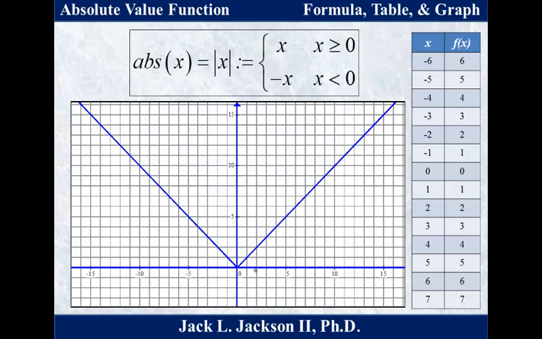And of course, you can see what to do with it over here in the table. When you have a positive input, you leave it alone. The same input is output, same for 0. But when you have negative inputs, these have their negative removed, and it becomes positive.